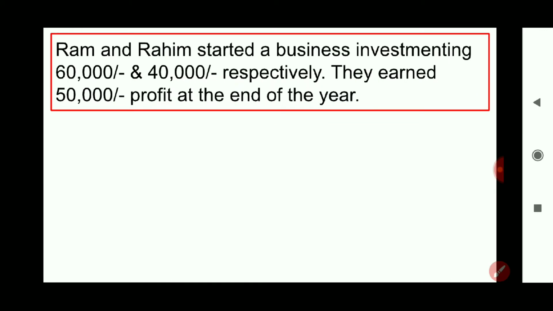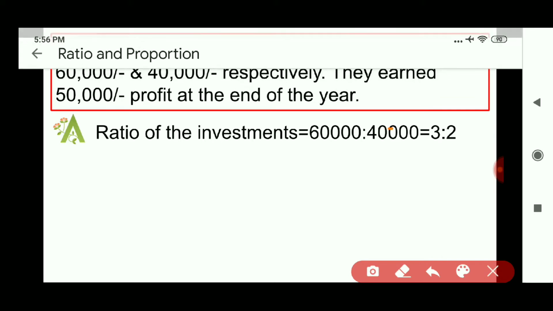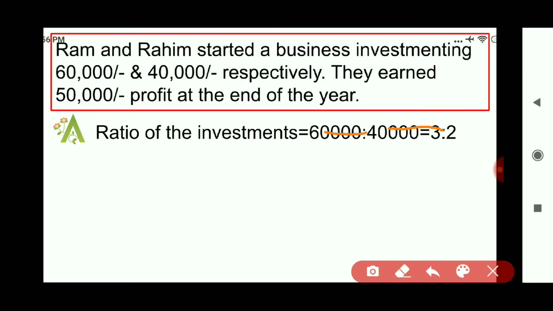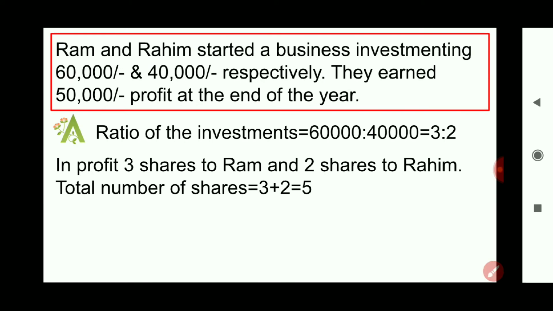Again, come to the question. Ram and Rahim started the business, investing 60,000 and 40,000 respectively. They earned 50,000 rupees profit at the end of the year. So, we have to find the investment ratio, that is 60,000 is to 40,000. Now, cancel zeros on both sides. 2 threes and 2 twos. So, its simplified ratio is 3 is to 2. Hence, in profit, 3 shares to Ram and 2 shares to Rahim.